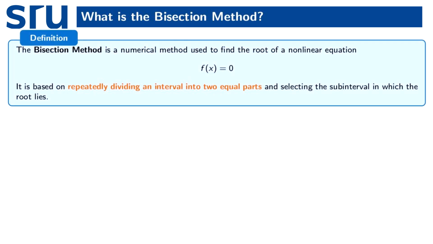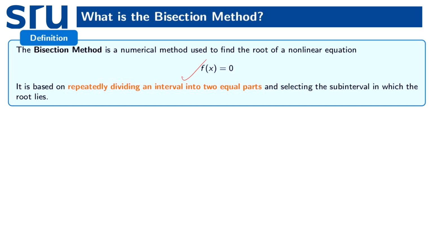Alright, now let us understand what exactly the bisection method is. First, look at the definition. The bisection method is a numerical method used to find the root of a nonlinear equation of the form f(x) = 0. So our main goal is very clear. We want to find the value of x for which the function becomes 0.